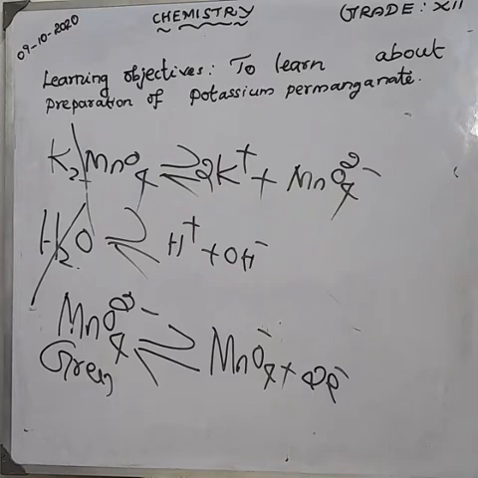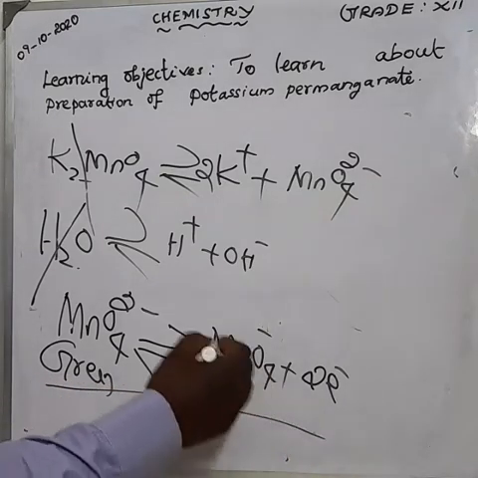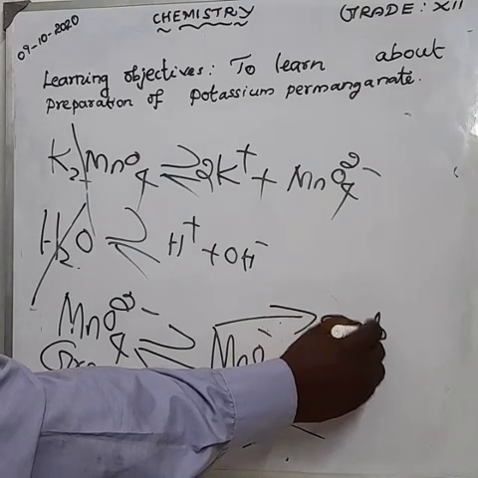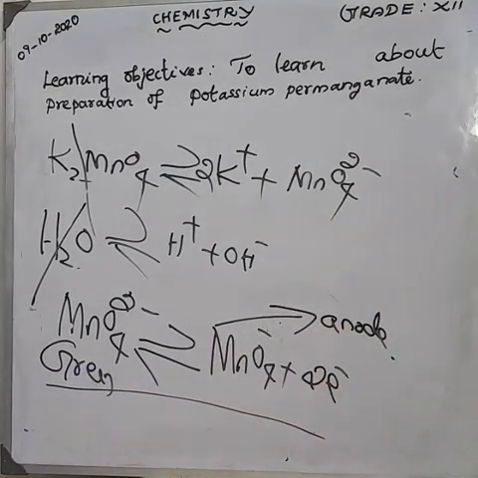Where does this reaction occur? In the anode reaction. Did you hear the names anode and cathode? Anode means positive charge, cathode means negative charge. Here, anode is the positive side, so it is a positive reaction. Next, about the cathode. At the cathode we are taking H plus ions. Clear?